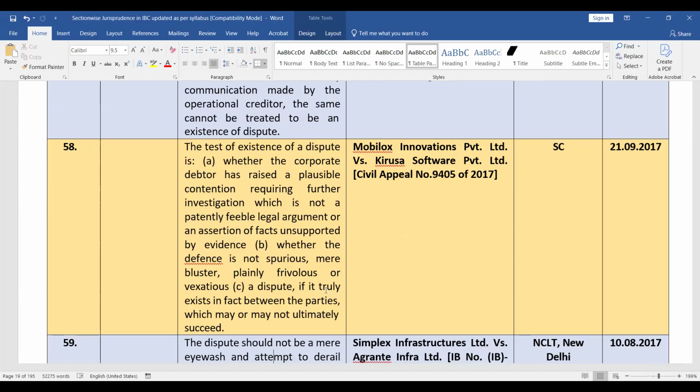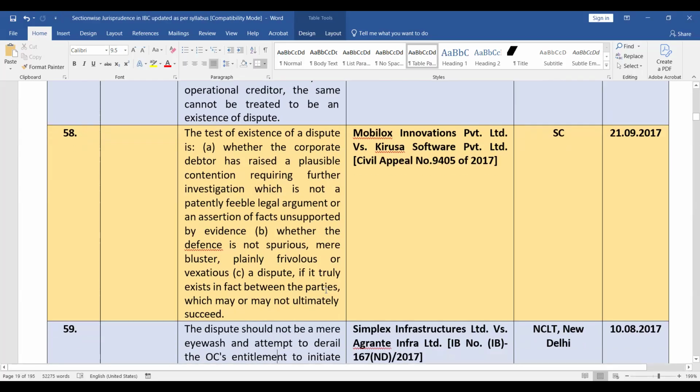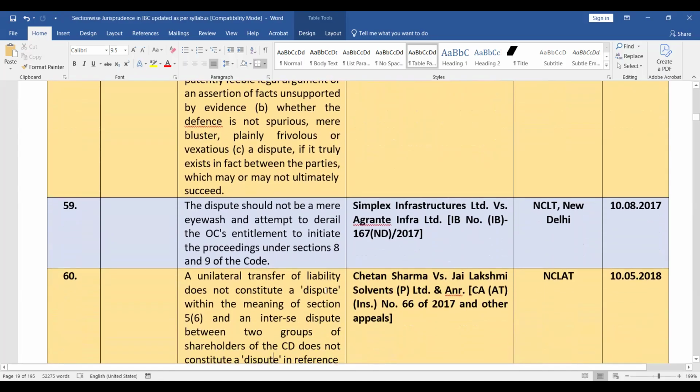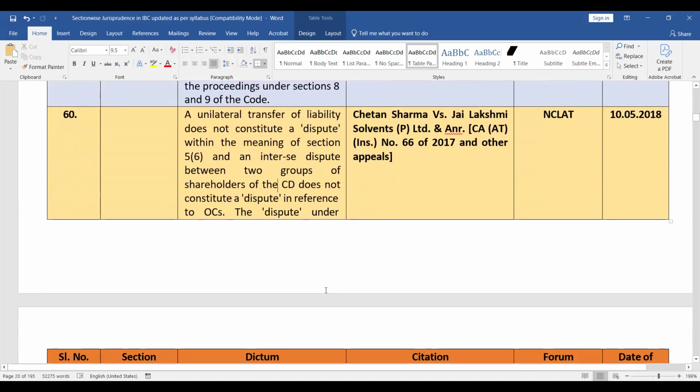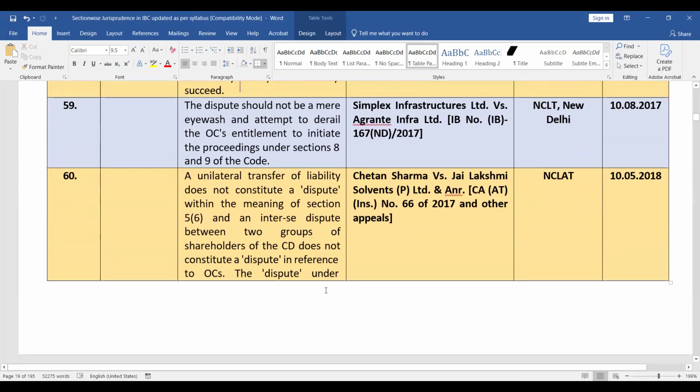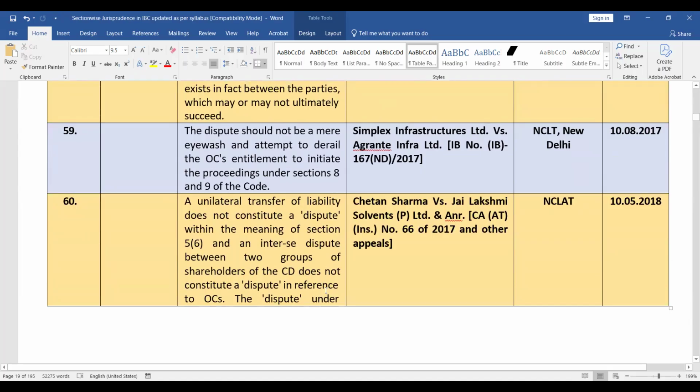वो ये कहता है कि बेसिकली आपको डिस्प्यूट में ये देखना चाहिए कि भाई ऐसा तो नहीं कि कोई फीबल लीगल आर्गूमेंट है, ऐसे कोई झूठ मूठ का आर्गूमेंट आपने कर दिया. ठीक है, या कोई ऐसा, you are asserting some facts which are unsupported by evidence. ठीक है, तो ये देखना, it should not be merely frivolous, it should not be mere bluster, plainly frivolous और vexatious. ठीक है, डिस्प्यूट होना चाहिए, अल्टीमेटली सक्सीड होगा नहीं होगा वो एक अलग बात है. ठीक, the dispute should not be a mere wash and attempt to derail the proceedings under section 8 and 9 of the code. ऐसा नहीं हो सकता कि भाई आप झूठ मूठ का ही कोई डिस्प्यूट रेज कर दो, कह दो जी हमारा डिस्प्यूट एग्जिस्ट करता. ठीक है, आईवाश नहीं होना चाहिए.